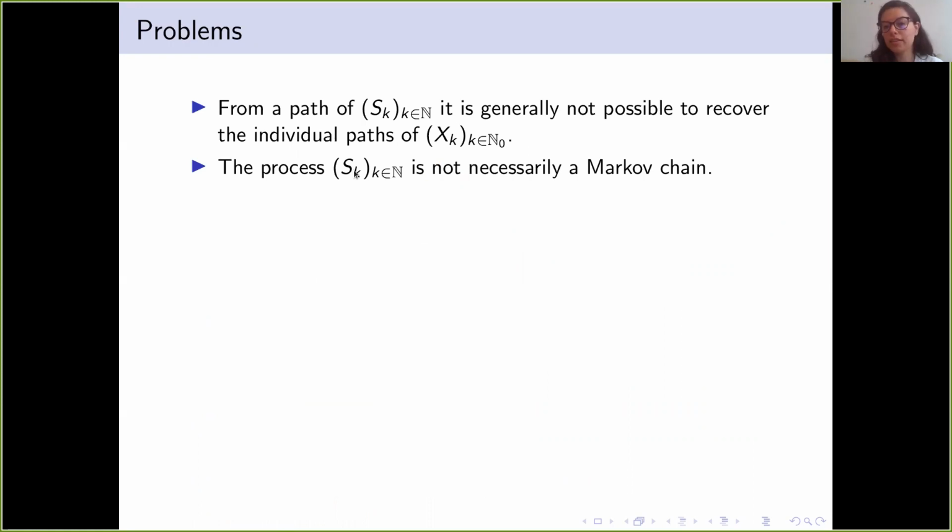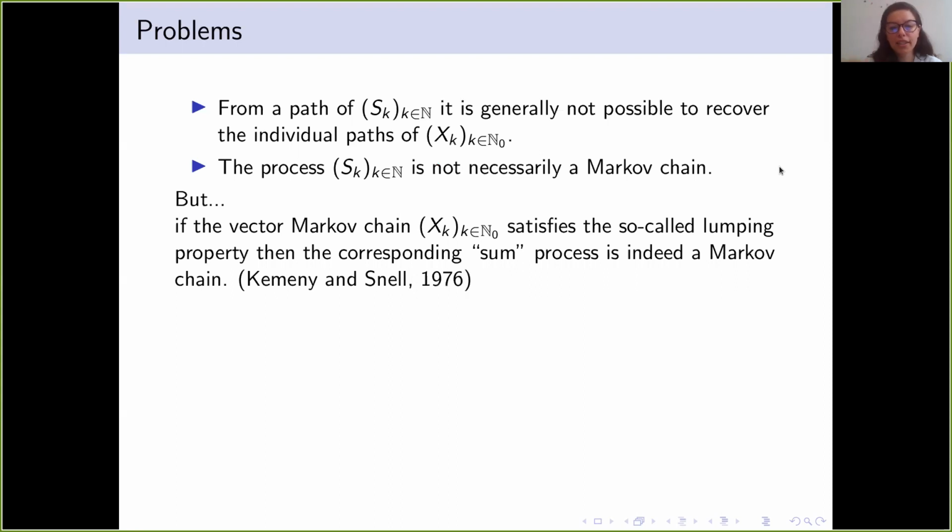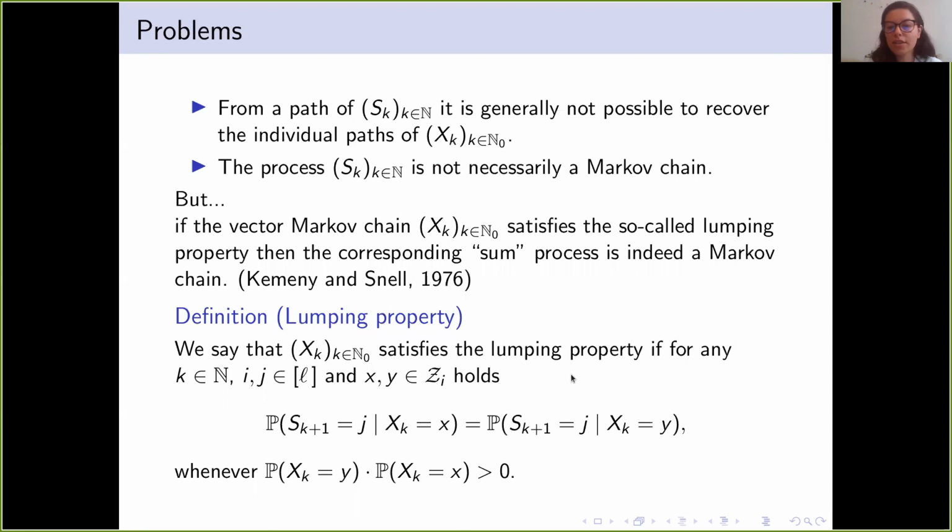So the problems that we have here is, of course, that from a path of the sum, it is generally not possible to recover the individual paths of the channels or of these emitters. And the process of the sum is not necessarily a Markov chain. But if this multidimensional matrix satisfies something that is called the lumping property, then the corresponding sum process is indeed a Markov chain. So what does the lumping property say?